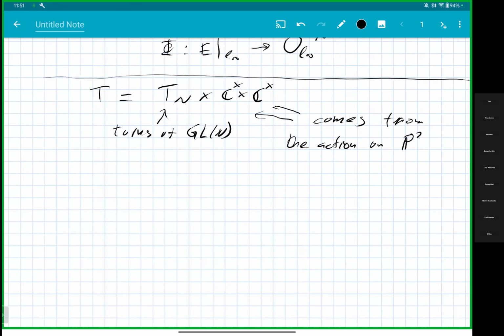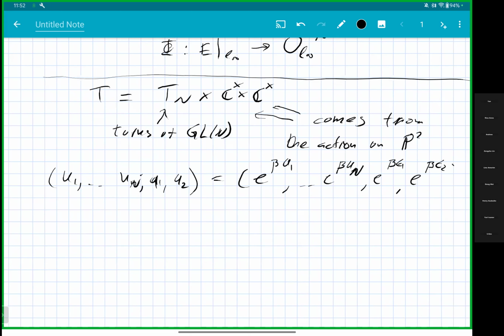And the equivariant parameters for this torus we'll denote, in the K-theory case, U1, U1 U2. I'll write it like this as exponents. It's big N.